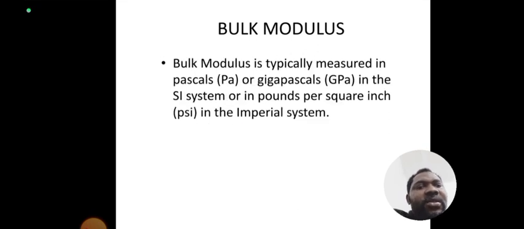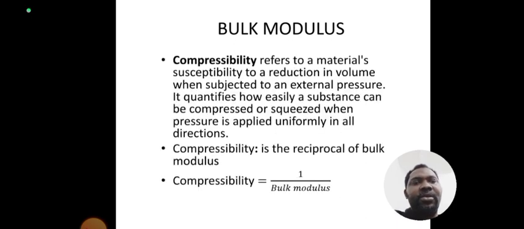Now bulk modulus is typically measured in pascals or gigapascals in the SI system, or in pounds per square inch, that's PSI, in the imperial system, with the same unit as Young's modulus. Okay, so there's something we call compressibility.